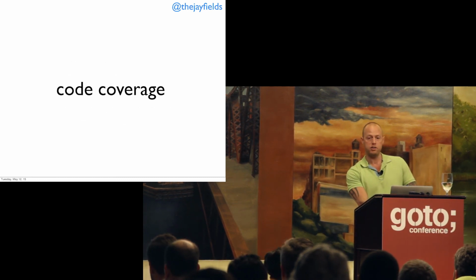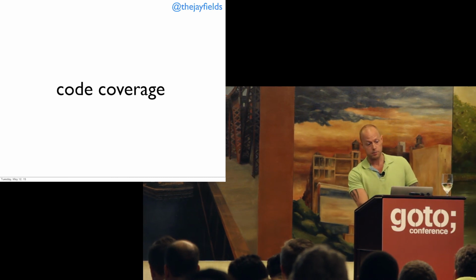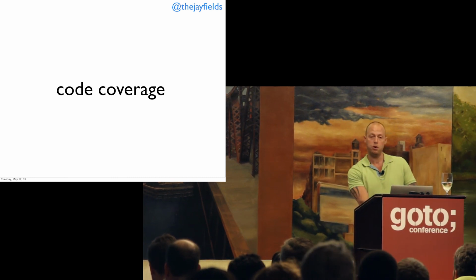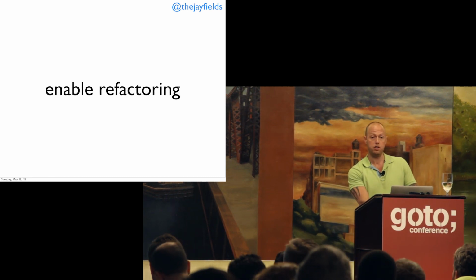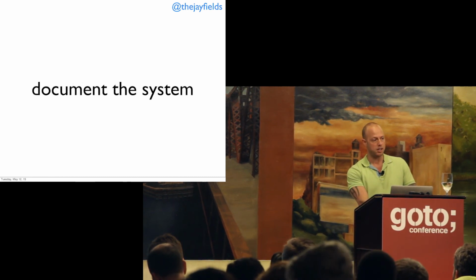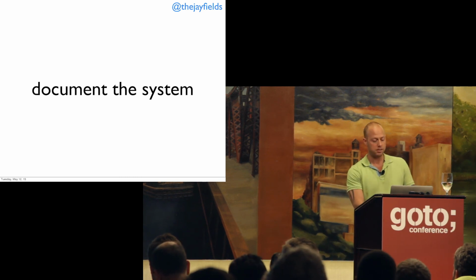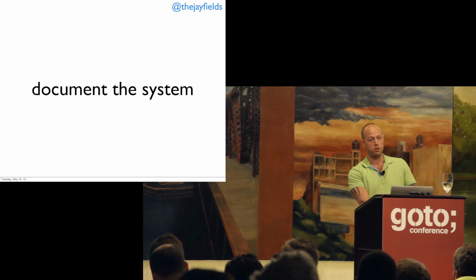Maybe we want code coverage. Some people want 100%. I would say that's probably not a great idea, but it could be the motivation on your team. Maybe you want to enable refactoring. Obviously, a good reason to write tests. Documenting the system. I personally have never written a test to document a system, but some people love this, and that's great. If it makes you more effective, it's a fantastic motivator. Go for it.